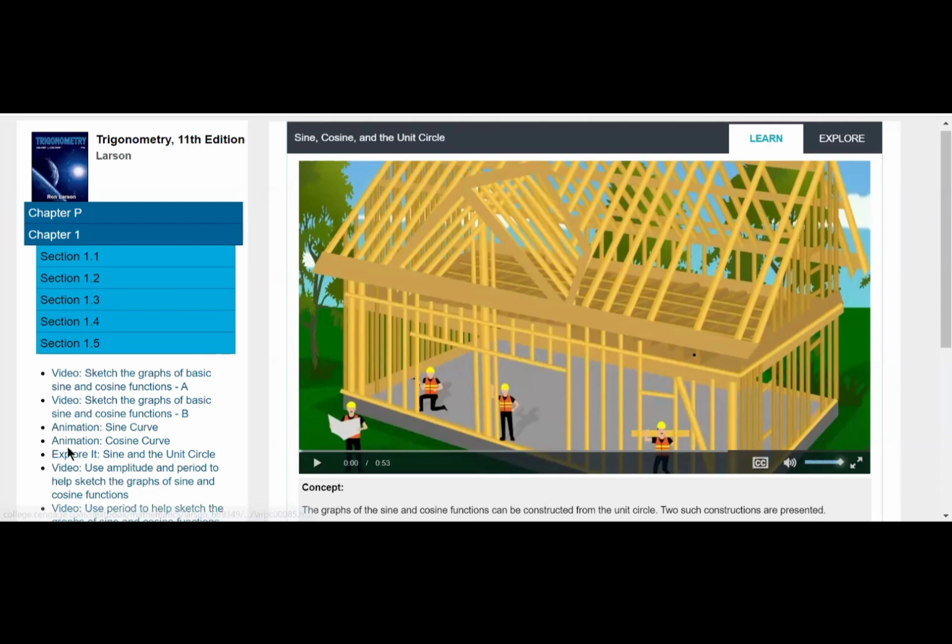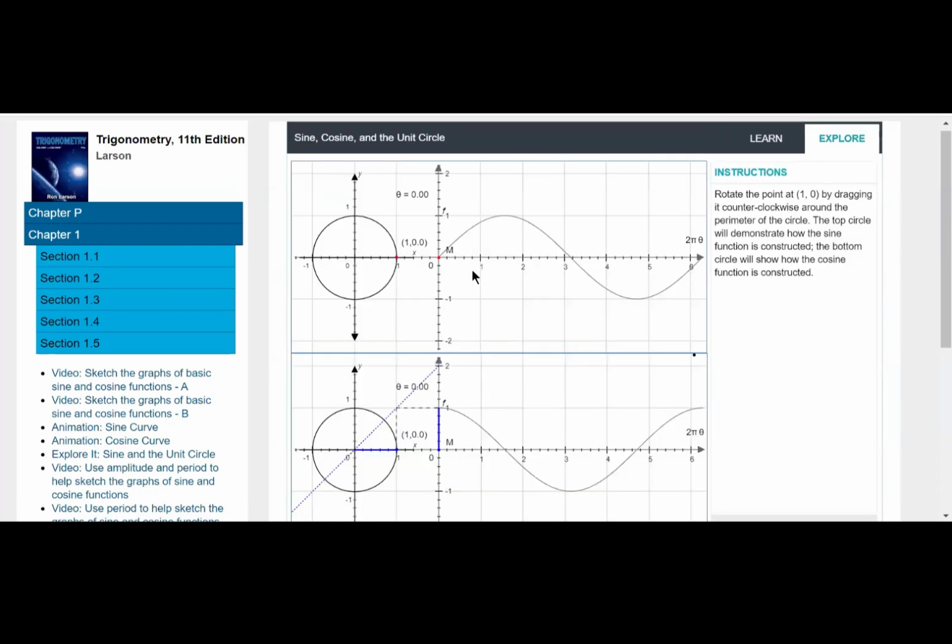You may also find useful here the explore it. So in the lecture video section in 1.5, there's an explore it for sine in the unit circle, and it allows you to explore the relationship between the unit circle and this graph that we're drawing now in 1.5, and see the relationship between those two. So I encourage you to take some time to look through that.